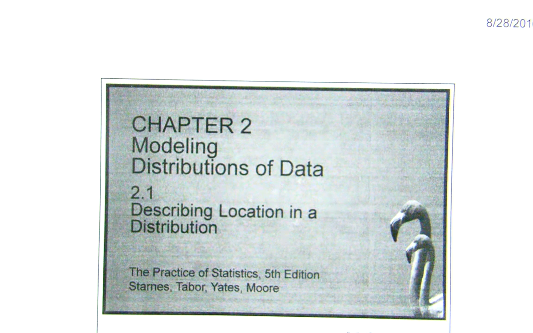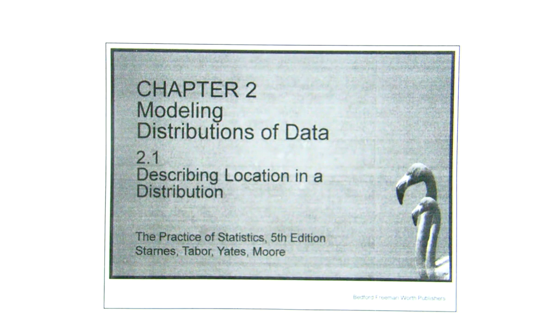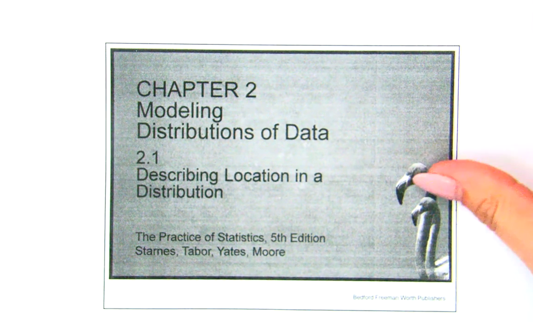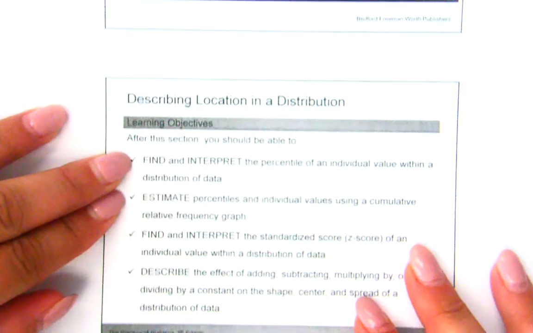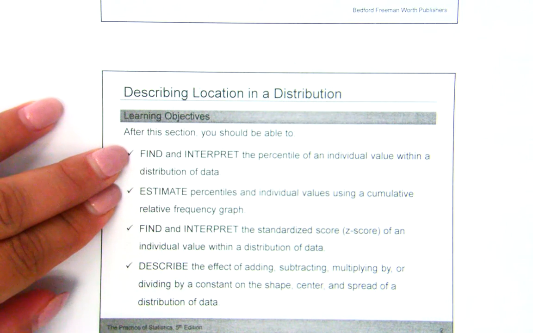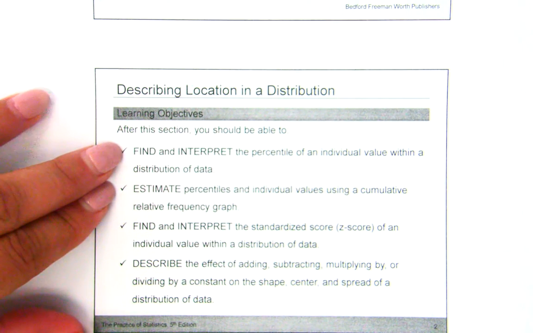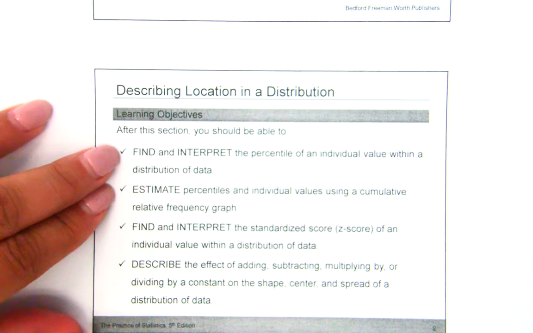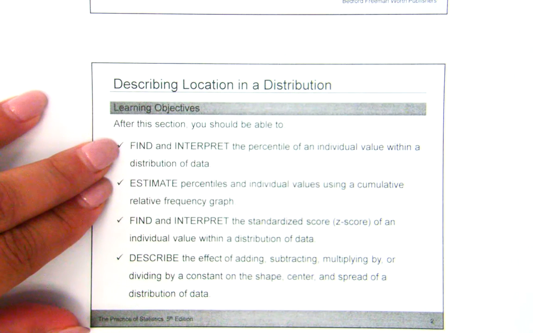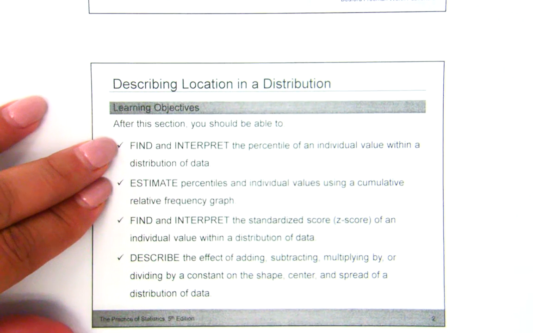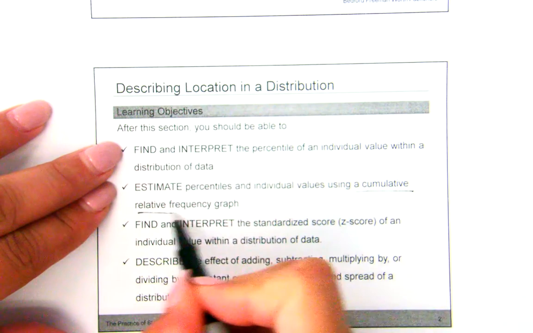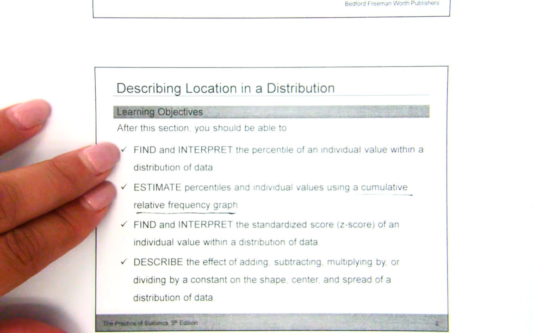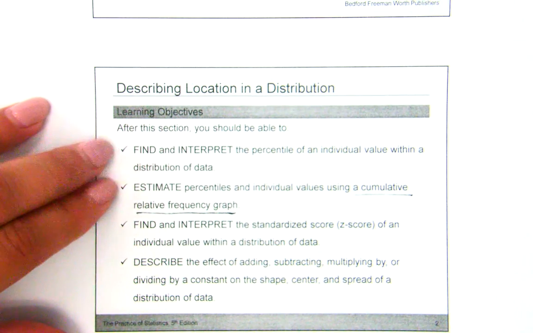Okay, in this stats video, we're going to cover 2.1, I guess you can call it part 1. We're going to do the 2 top learning objectives, which is find and interpret the percentile of an individual value within a distribution of data, and then estimate percentiles and individual values using a cumulative relative frequency graph, which is kind of a mouthful. All right, so these two.